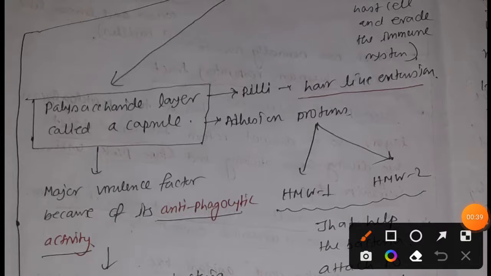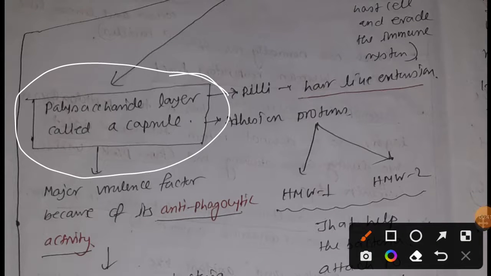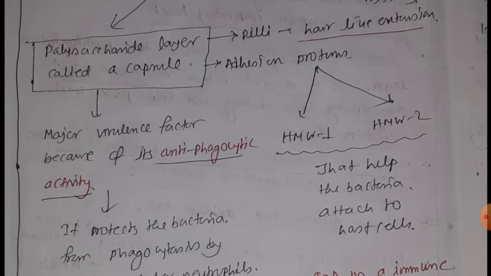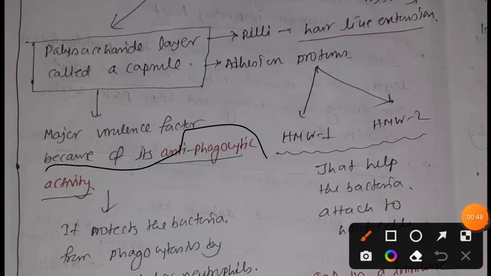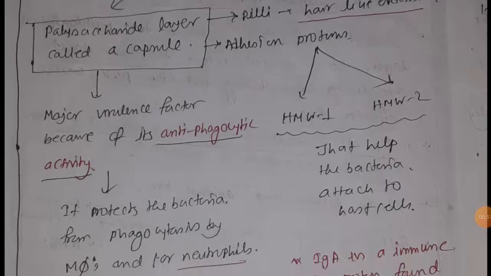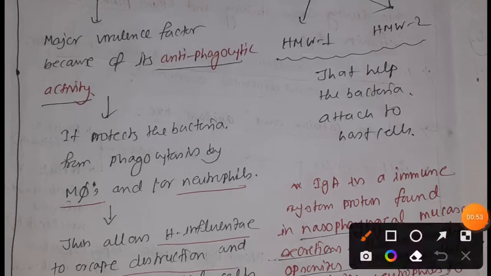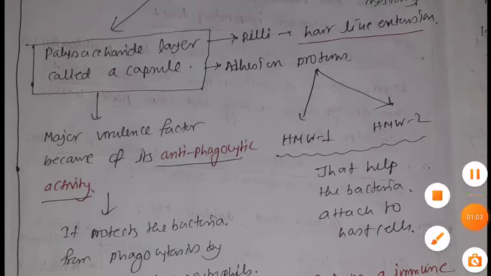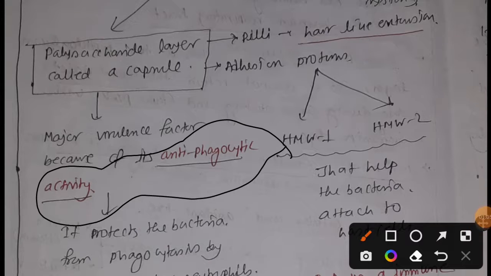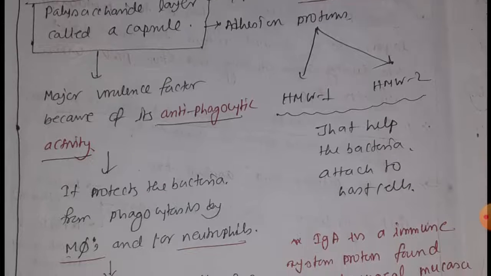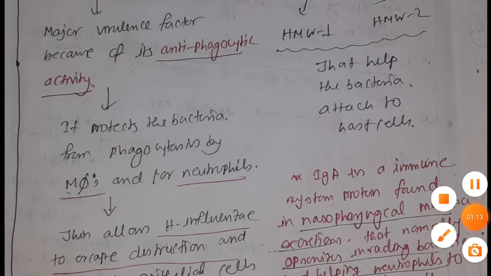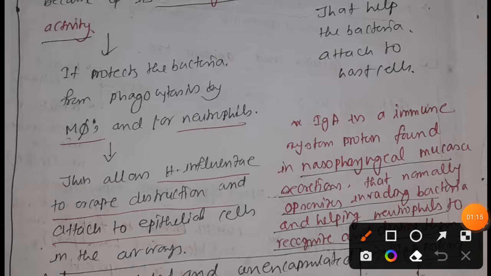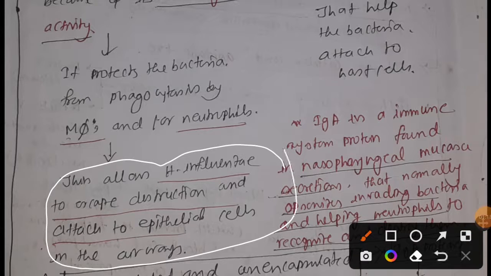So the first and major weapon is a polysaccharide layer called the capsule, because this capsule has antiphagocytic activity. This antiphagocytic activity helps the bacteria be protected from the phagocytic activity of macrophages and neutrophils. That's how the bacteria can protect itself from destruction and can attach to the epithelial cells in the airways.